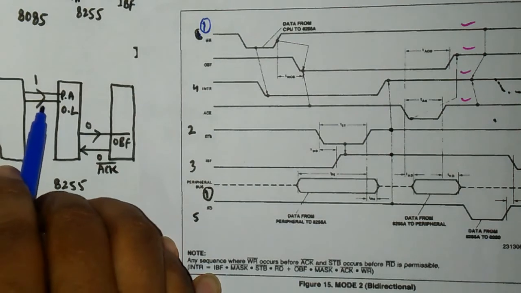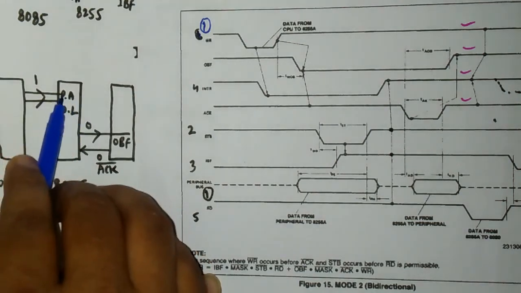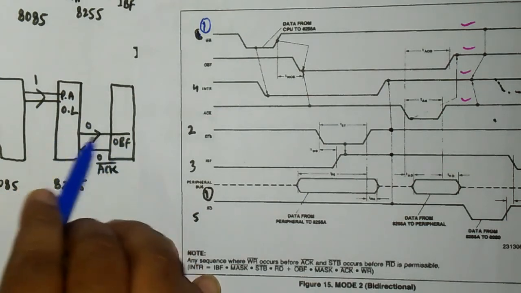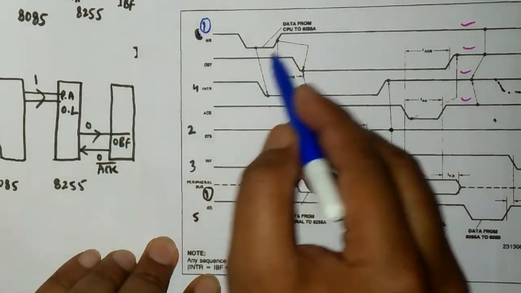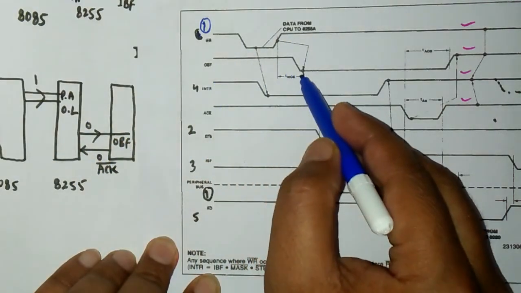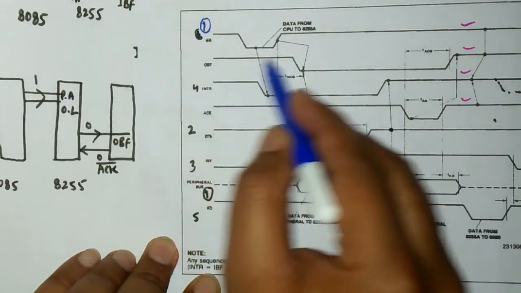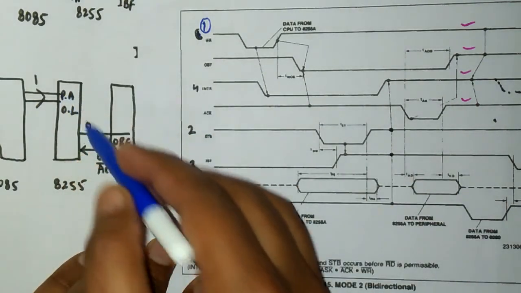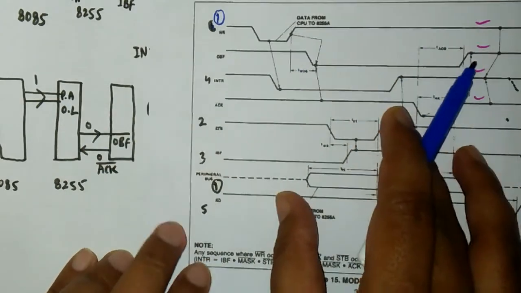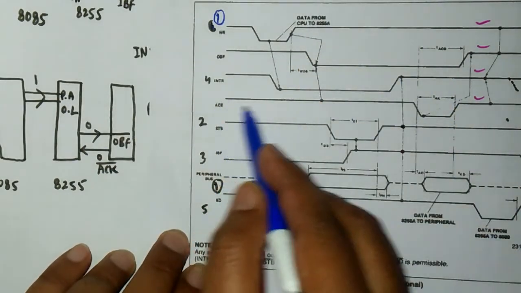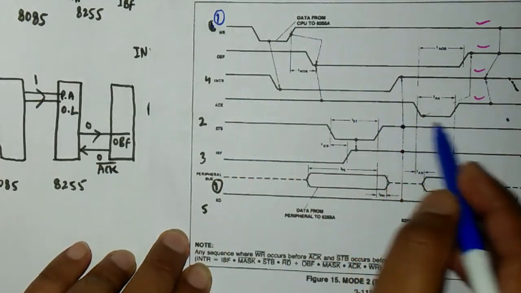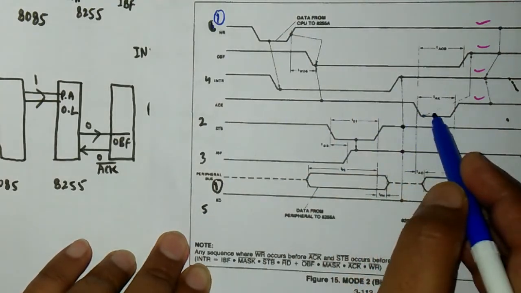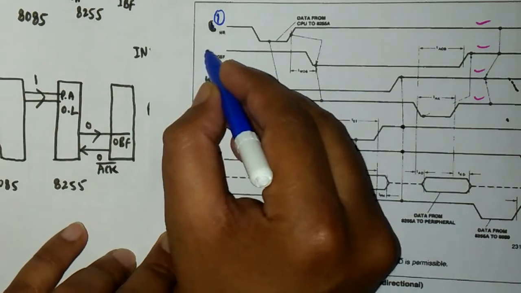And when that data is inside the output latch of port A, then the 8255 will send a 0 on the output buffer full pin for the peripheral device. So after this transition, the OBF pin will go to the low logic. This indicates to the peripheral device that yes, a data byte is present in my output latch, so please read it. Then in response to this, the acknowledgement signal will go to the low state by the peripheral device. So a low here indicates that yes, the peripheral device has got the message.